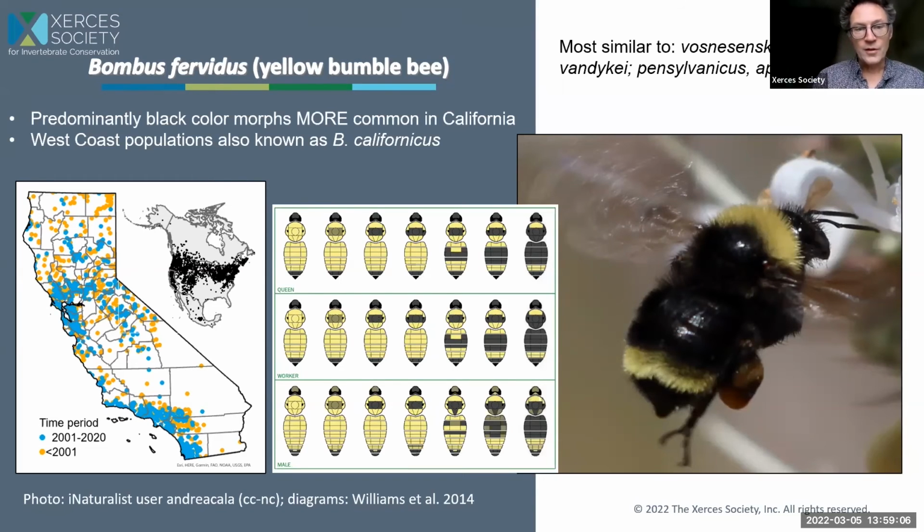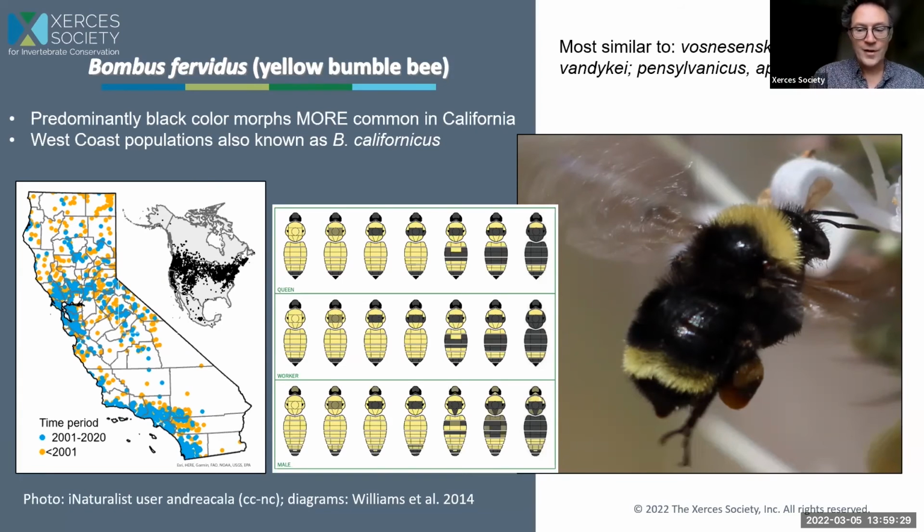This bee occurs across the continent, although the populations in and around California used to be known as Bombus californicus, so California bumblebee. We now think it's one large variable species with different populations. So we'll call it Bombus fervidus, but just understand that if you hear about a Bombus californicus, this is it.